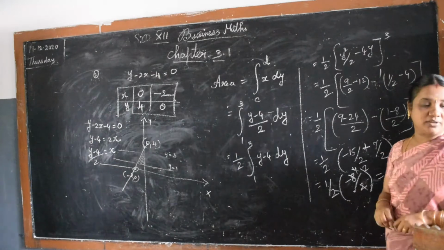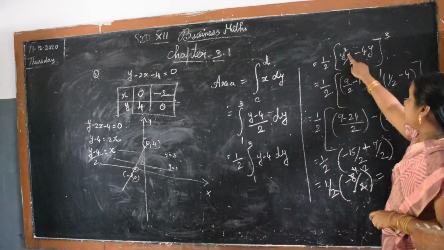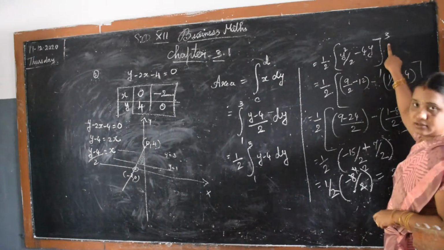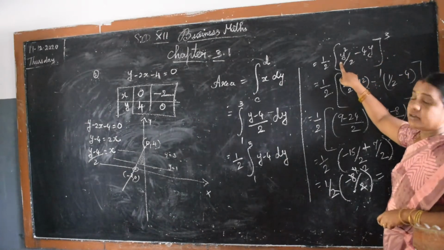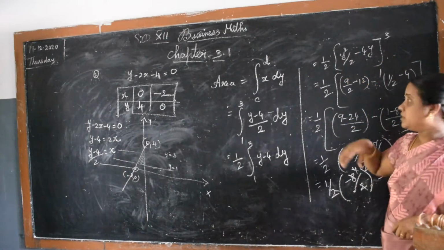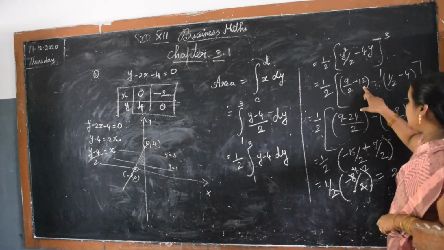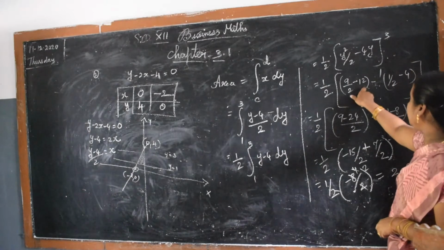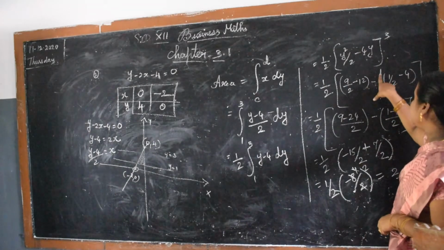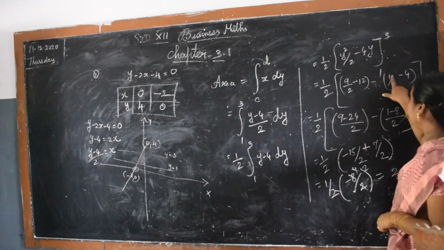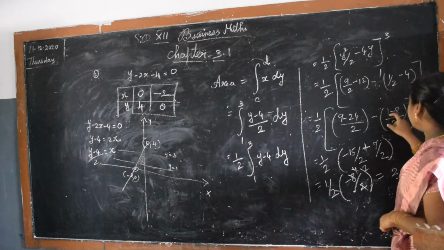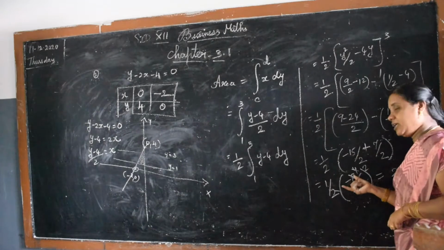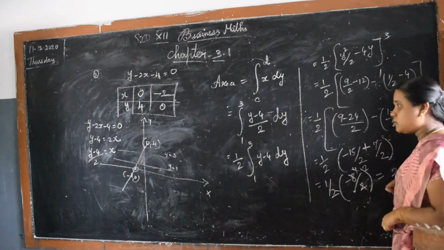Have you understood, children, what I am getting? See, y square by 2 minus 4y. Our limit is between 1 and 3. So substitute here. In the place of y, first substitute the upper limit: 9 by 2 minus 12. 12 2s are 24. Minus 15 by 2. This is the upper limit, minus the lower limit. Here our lower limit is 1, so 1 by 2 minus 4, minus 7 by 2. Minus into minus is plus. So you will get 8 by 2. If you cancel, you will get 2 square units.